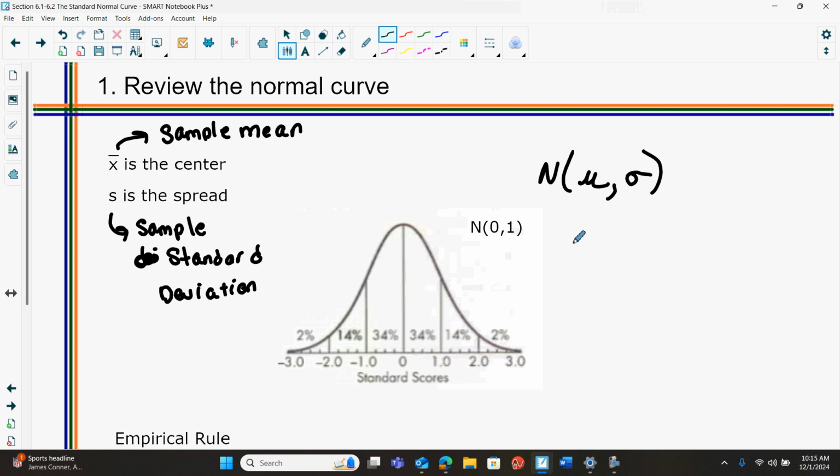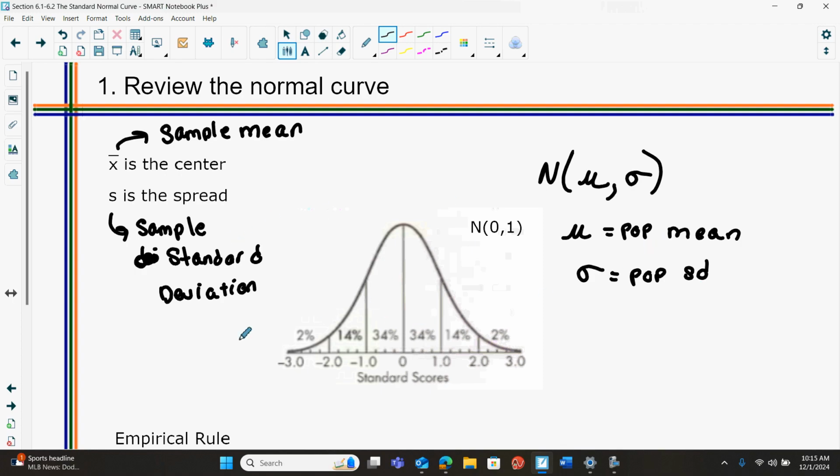Remember, mu is for the population mean, and sigma is known as the population standard deviation. Let's put SD for short. Remember, sample is based off your sample, population has that.